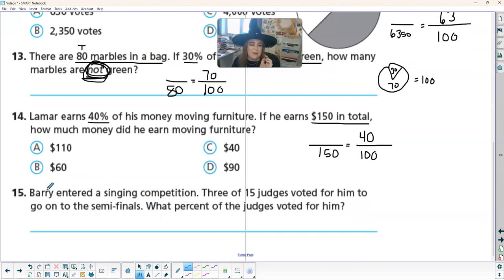Number 15 says Barry entered a singing competition. 3 of the 15 judges voted for him to go on to the semifinals. What percent is that? So this one's a little bit different than all the others so far. This one says we have 3 out of 15. It wants to know the percent. The number we're missing is down here. We know it's out of 100. Percents are always out of 100. But now we're looking for the percent. So we're going to crisscross multiply the other way because we don't have the percent here, and then divide it by 15.